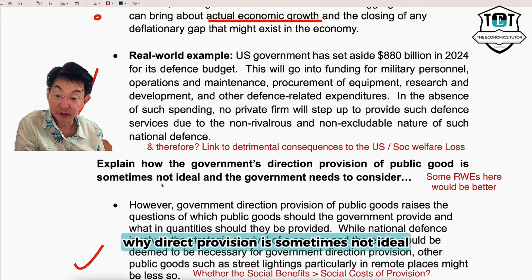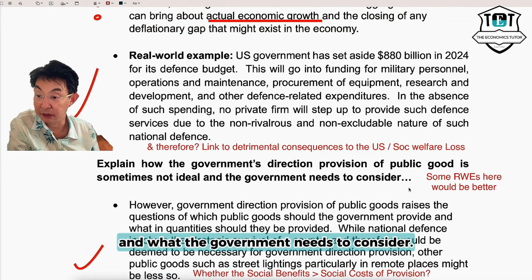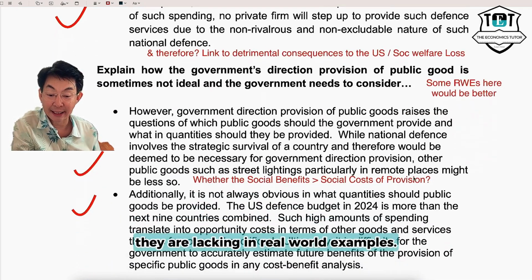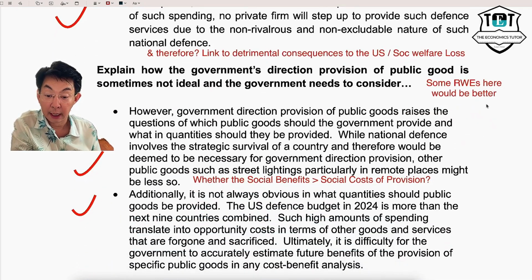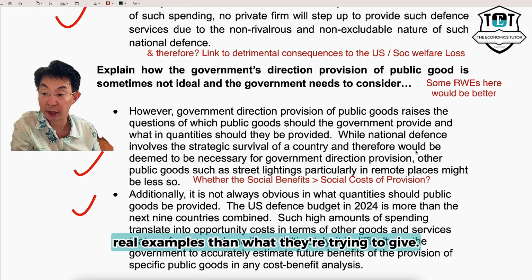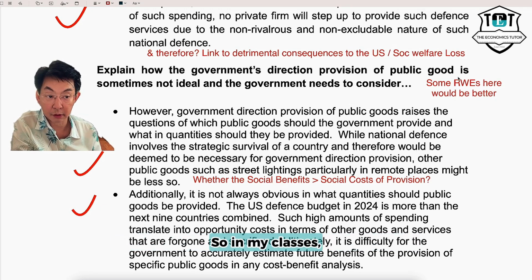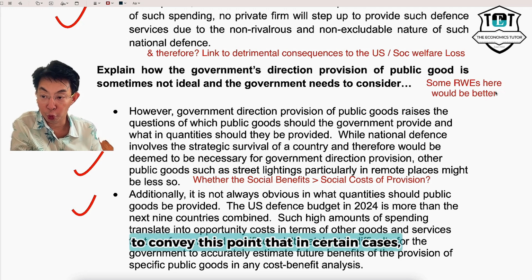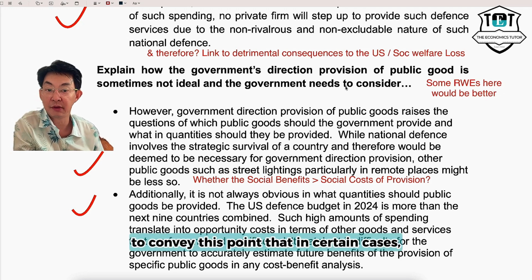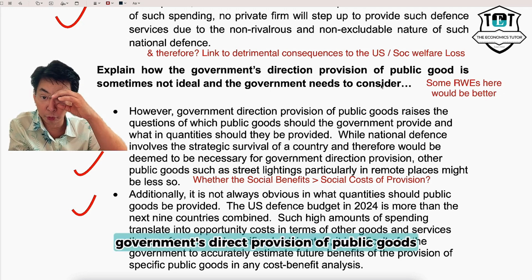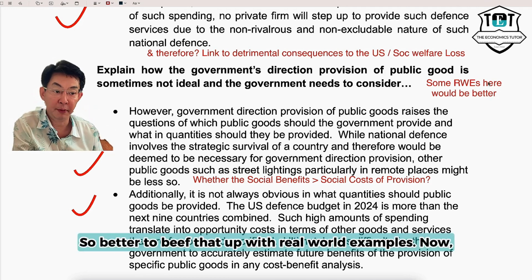Now, why direct provision is sometimes not ideal and what the government needs to consider. Over in this section, they are lacking in real world examples, and there are better real world examples than what they're trying to give. In my classes, I provide better real world examples to convey this point that in certain cases, government's direct provision of public goods may not be needed. So better to beef that up with real world examples.